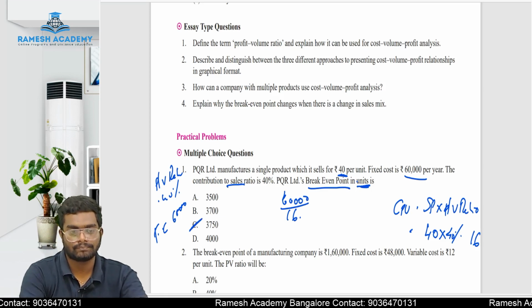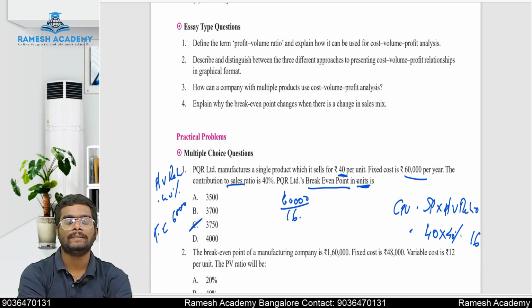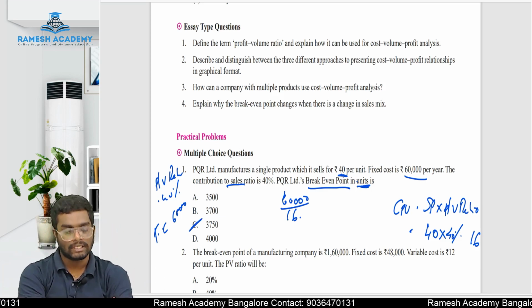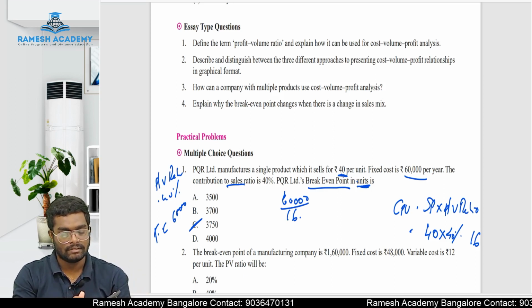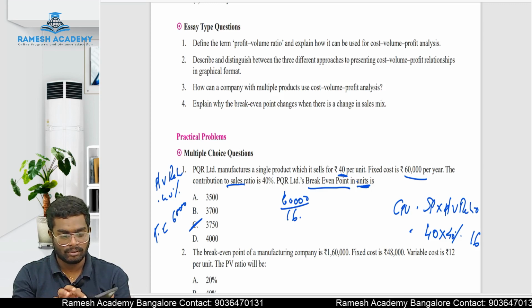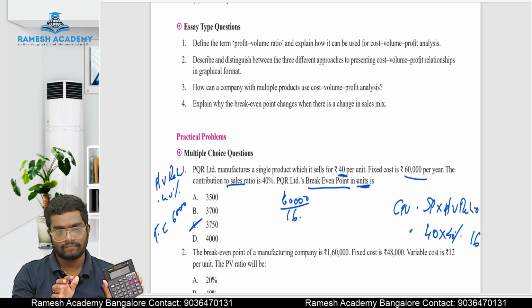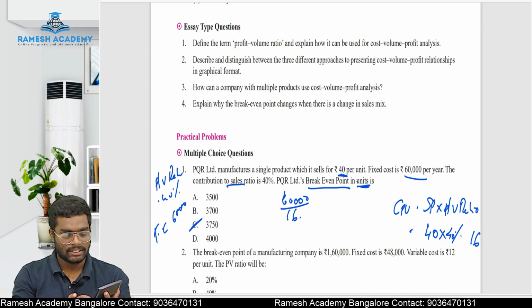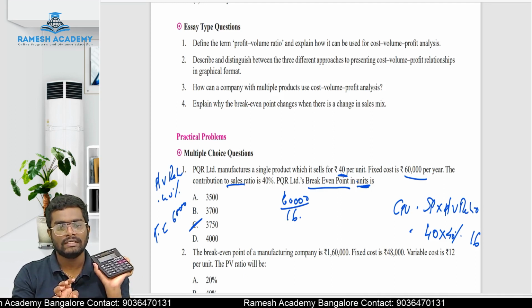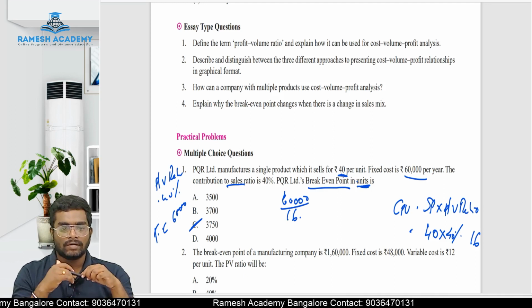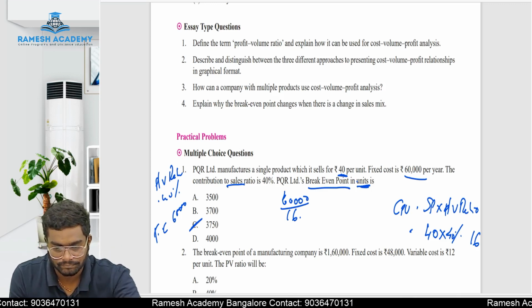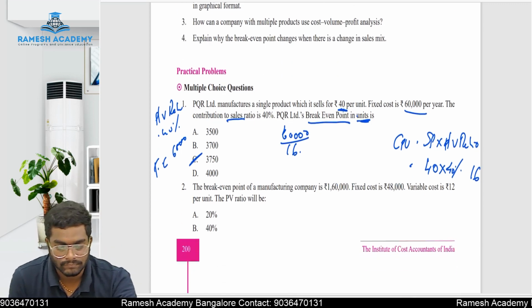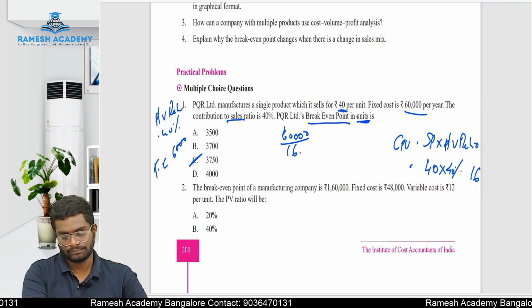Simple. So they asked to find out the BEP in units. So we can find it out the other way around also. We have the PV ratio, we have the fixed cost. We will get the BEP in amount, 60,000 divided by 0.4, we will get 1,50,000, divided by the selling price, which is 40. We will get 3750. So either of the ways, the answer is 3750. Understood? Next we will go to the second question.